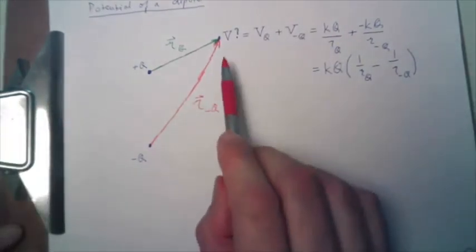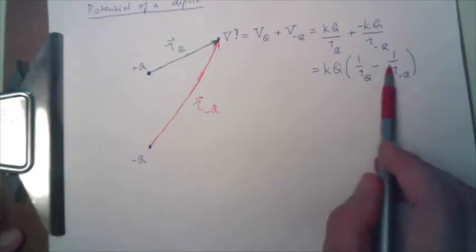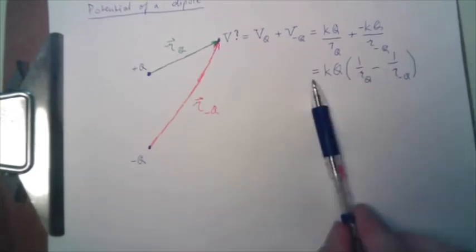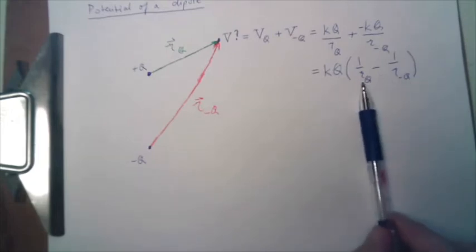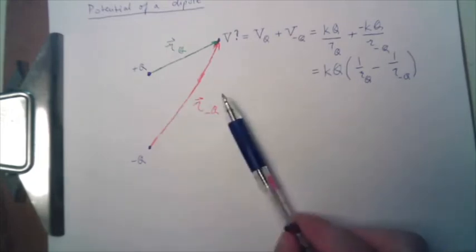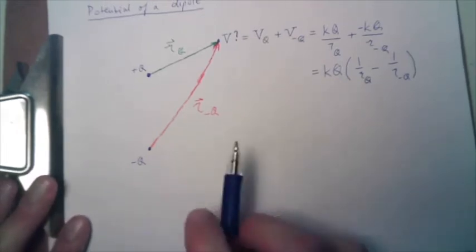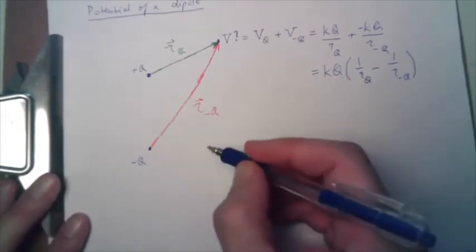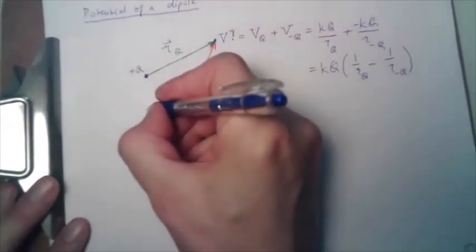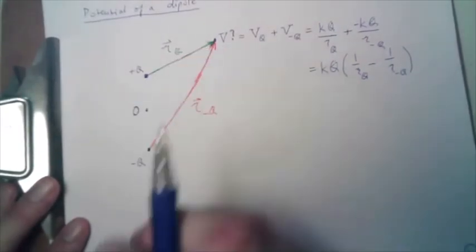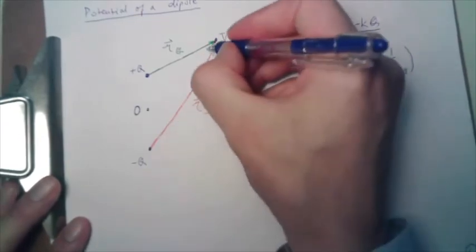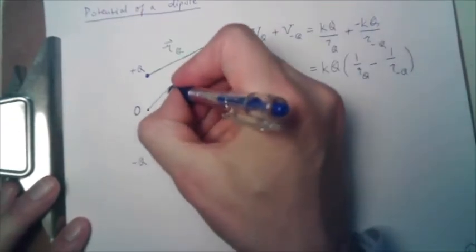But that's not a very useful thing to have, an expression based on these two, where they have different locations, because we would like to have it as a function of some kind of a coordinate system that we can define. And for that coordinate system, let's pick the origin here. And then let's pick the position vector as usual.